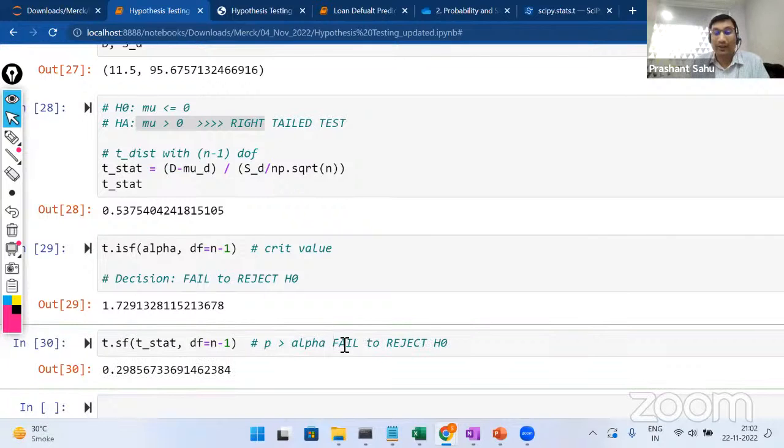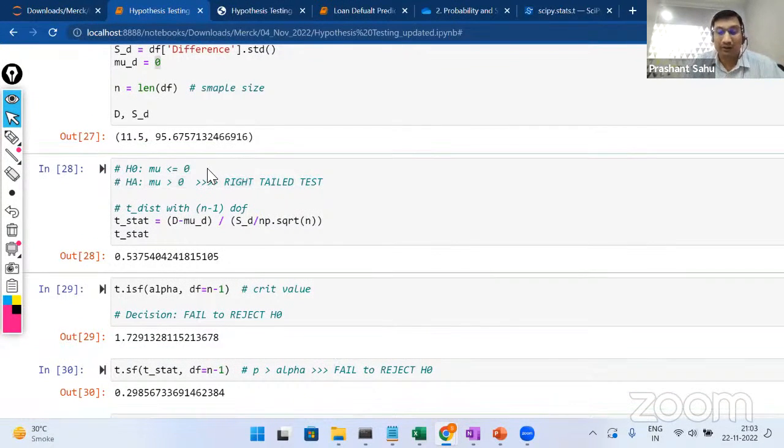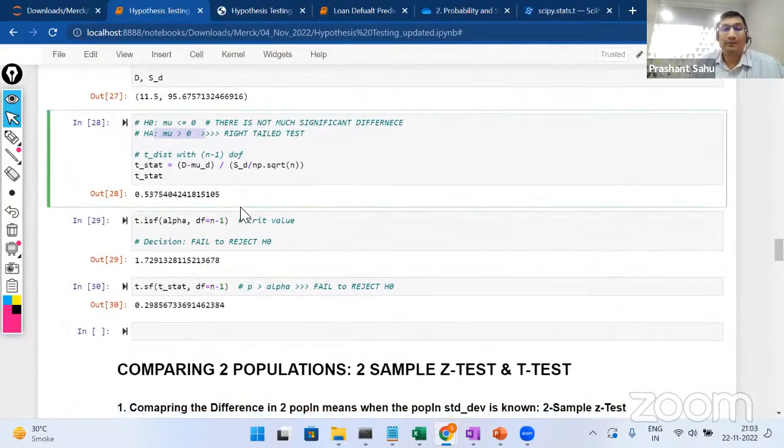So we fail to reject the null hypothesis. And hence it means that there is not much of a significant difference. See, what does the null hypothesis say? In words, there is not much significant difference. And you are claiming that there is a significant difference. I think that is very clear, right?